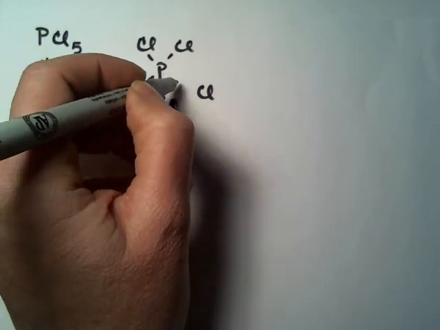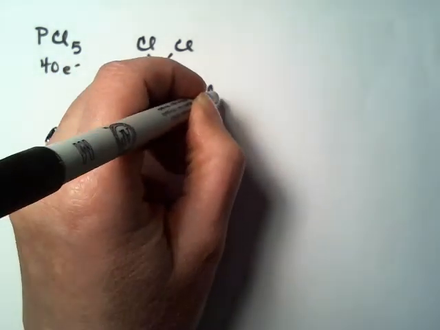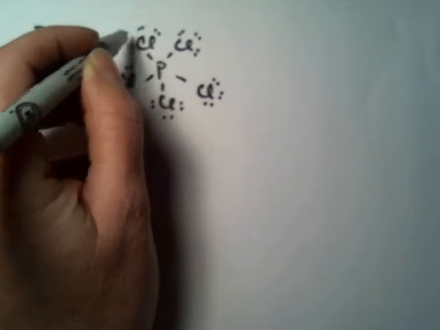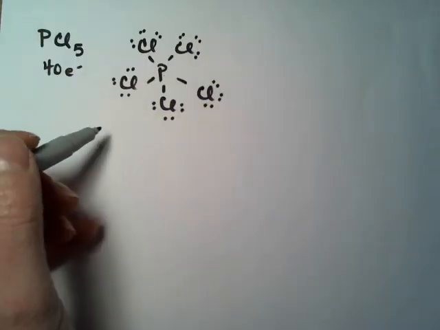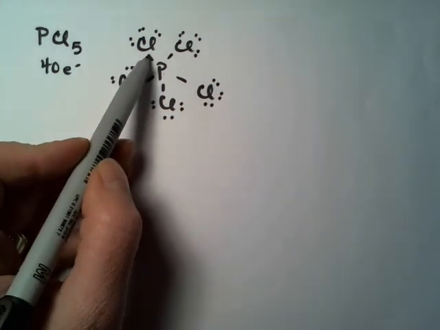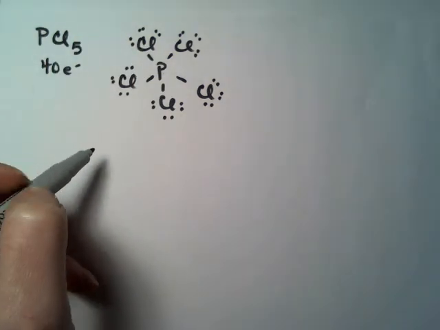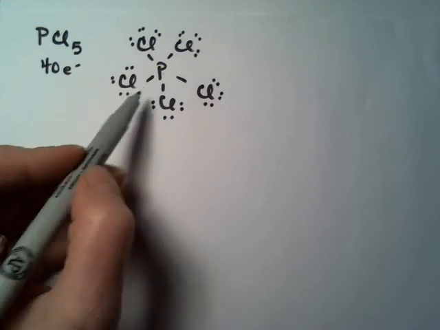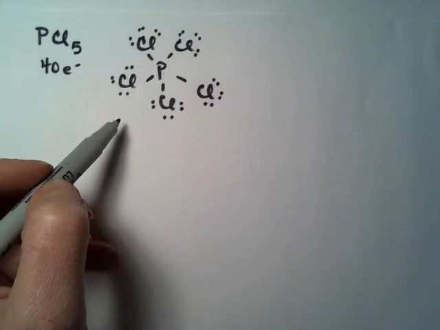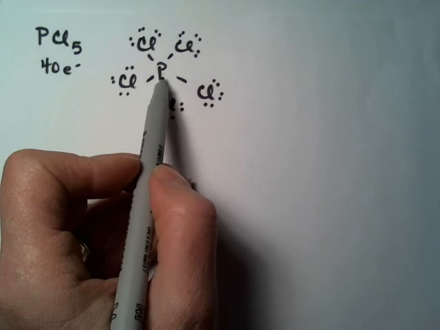2, 4, 6, 8, 10, 12, 14, 16, 18, 20, 22, 24, 26, 28, 30, 32, 34, 36, 38, 40. That's big. There are a lot of electrons on phosphorus pentachloride. So I have 2, 4, 6, 8, 10 on phosphorus, but it's okay because phosphorus is that threshold element, after which we can expand to 10 or 12 electrons on the central atom. What is the formal charge on this phosphorus?